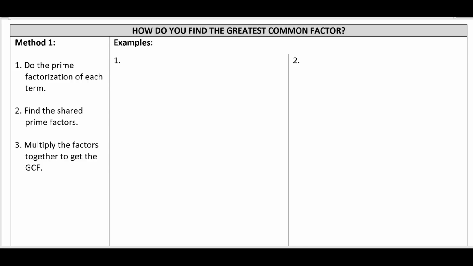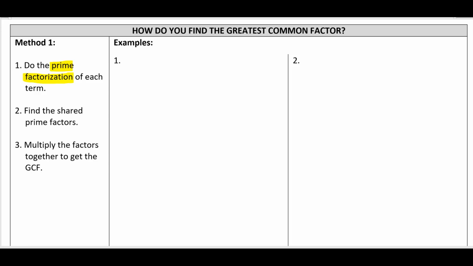Alright guys, you just watched a video about what is a factor. So now we're going to go over how to find the greatest common factor. Now there are two methods of doing this. The first method is to use prime factorization. Just a reminder, a prime number is a number that can only be divided by itself and 1.